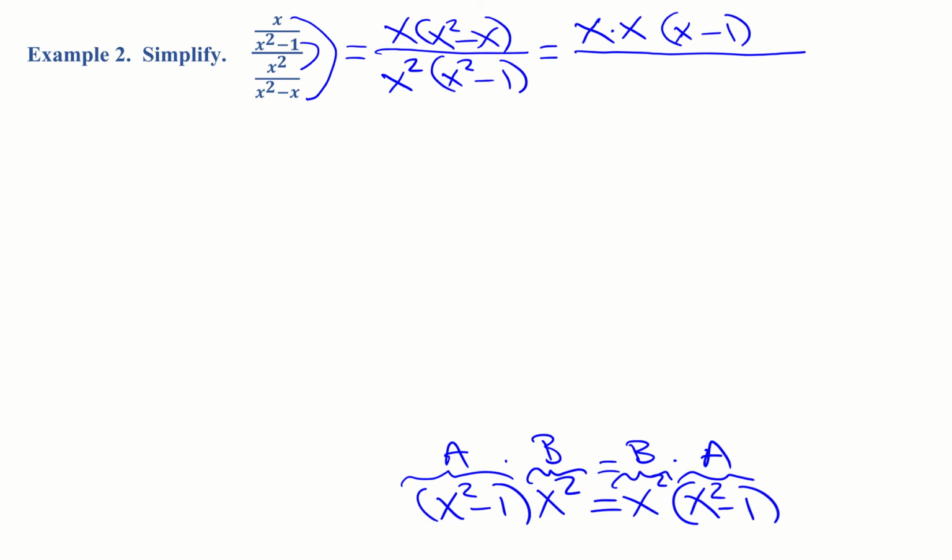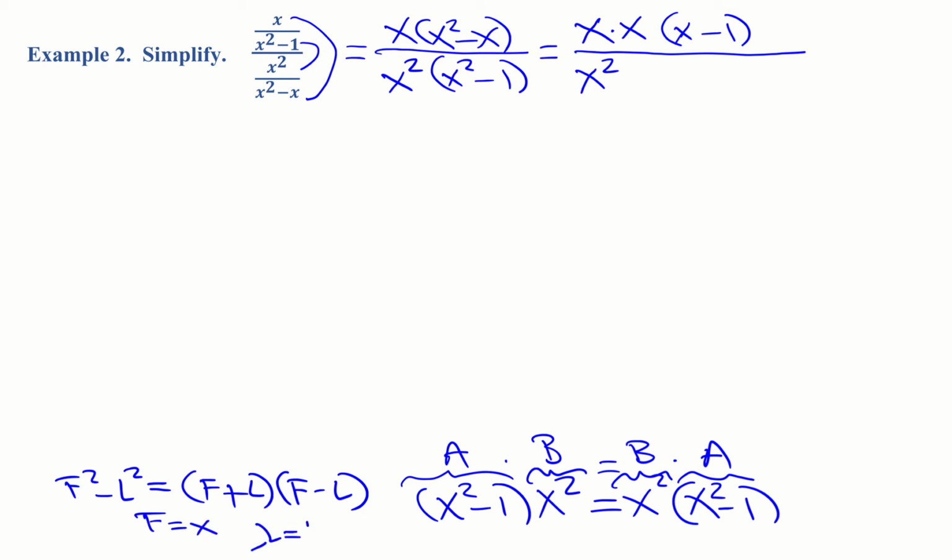Now down below, the x squared will carry, and we notice that here we have a difference of squares. So of course we recall the f squared minus l squared formula, which is going to be the product of these two conjugates, right? So f plus l times f minus l. Here f is x, l is 1. So we end up with x plus 1 times x minus 1.